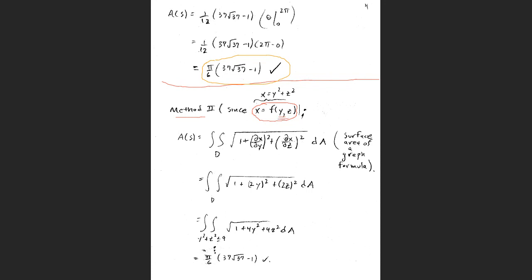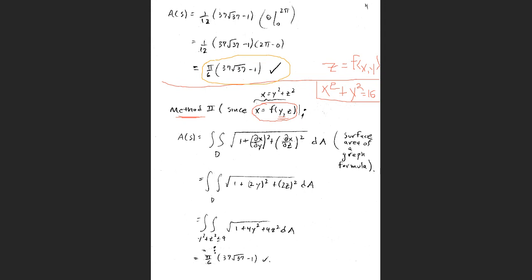You can't write, for example, x squared plus y squared equals 16. That's a vertical cylinder, that goes up and down. But you can't take z and write it as a function of x and y for a cylinder, right? You can't do that. So that means this second method can't be used.